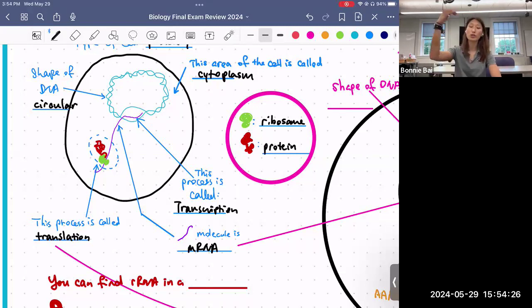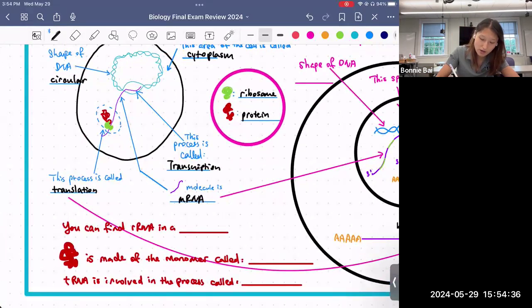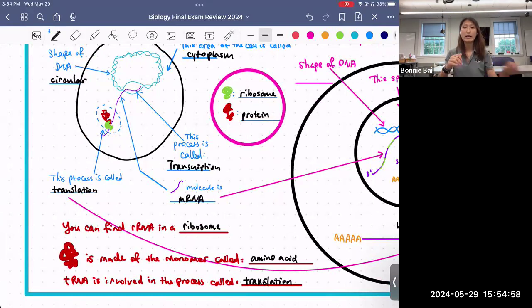And how do you know that? Because we're looking at the mRNA, and we're making something else out of it, so that has to be the ribosome and the protein. All right, some bottom questions. You can find the rRNA. R is ribosomal RNA. So in the ribosome, the red is a protein, made up of monomers called amino acids. And lastly, tRNA is involved in the process called translation. tRNA is the one bringing amino acids to the ribosome to get them all connected.